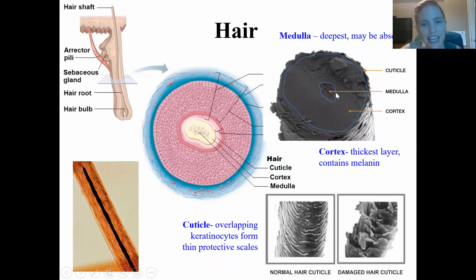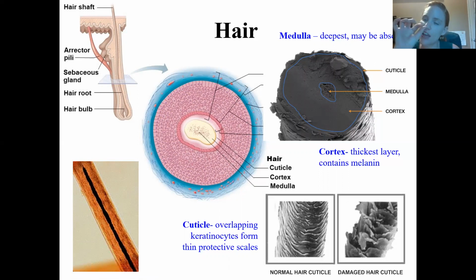In the very, very inside, we have the medulla. Medulla is just a broad term that means the inside part, the deepest layer. Sometimes it's even absent, depending on the type of hair. So here is the medulla, and then surrounding outside of that would be the cortex. So medulla in the middle, I remember it like middle, medulla, and then the cortex is on the outside.